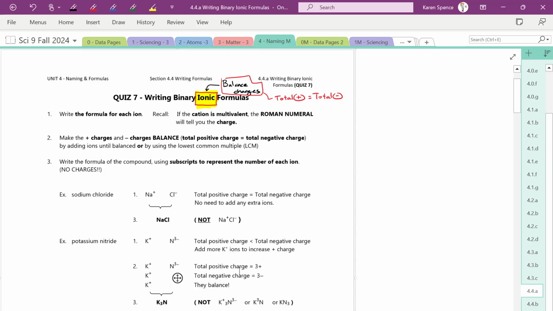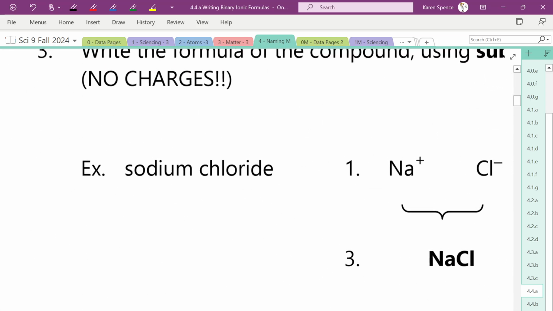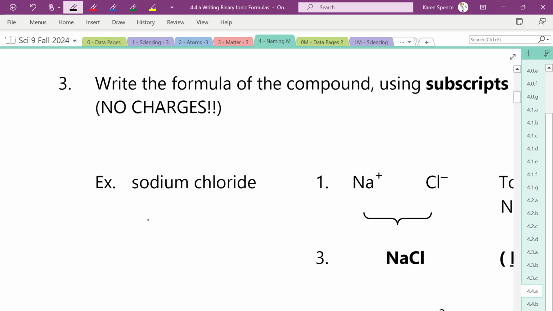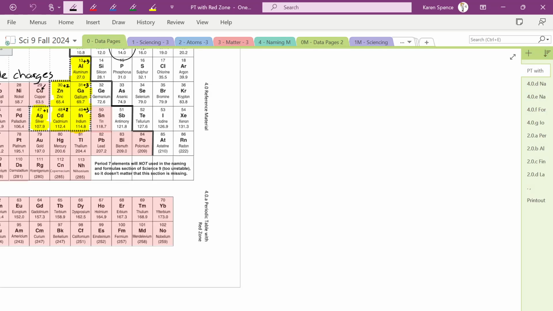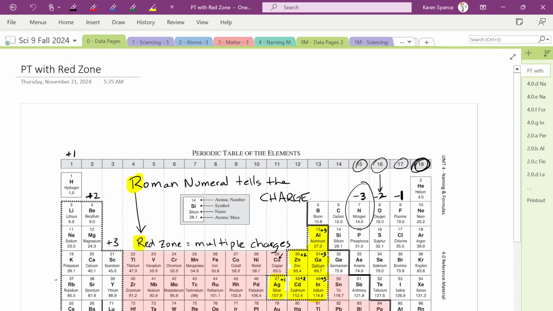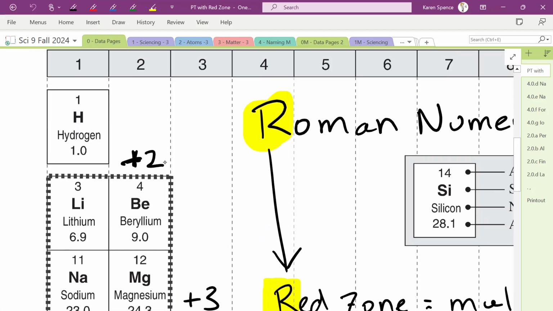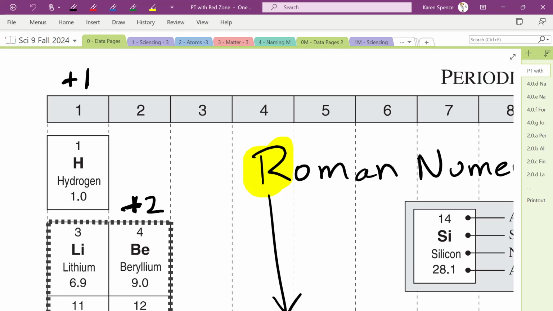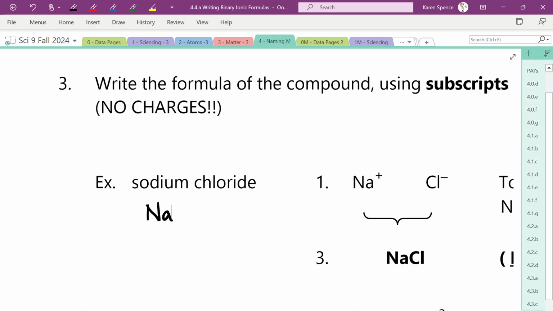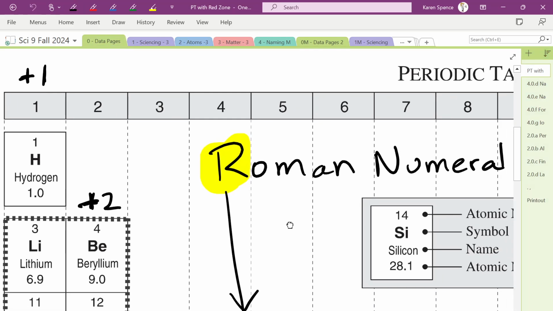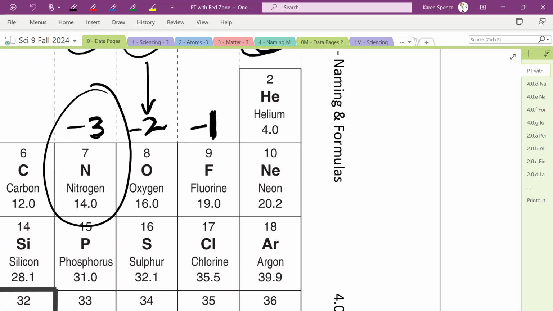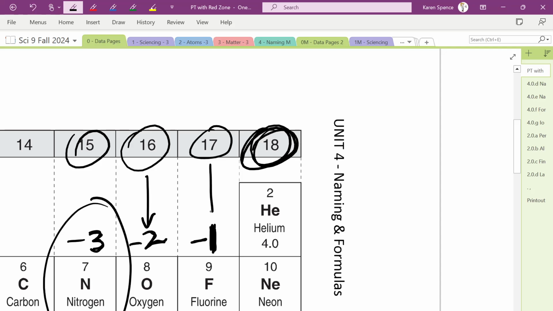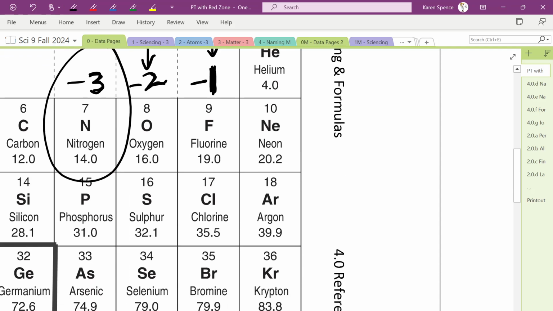So here we have, for example, sodium chloride. Okay, and I'm going to do it from scratch over here. We have sodium, which is Na, and if you look that up on your periodic table, sodium is over in column number 1, so its charge is plus 1. Chloride is on the far right, second from the right. Okay, it's in column number 17, so its charge is minus 1.